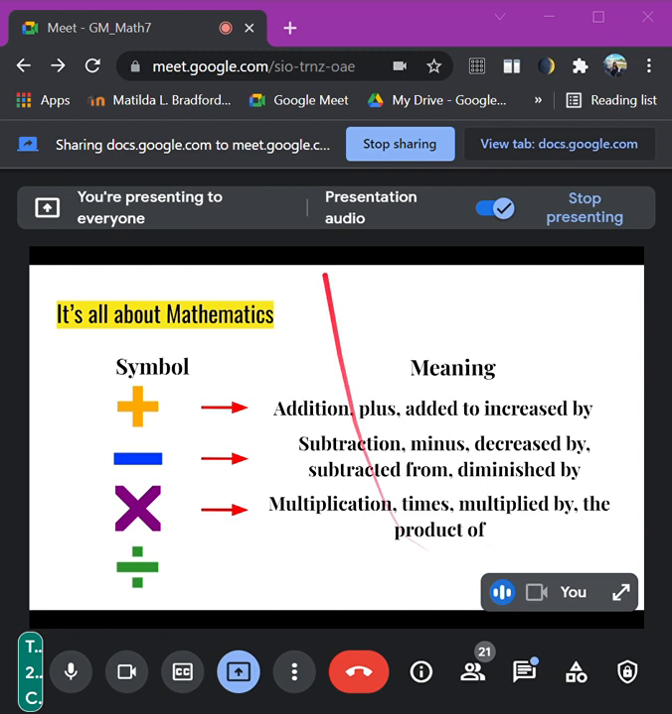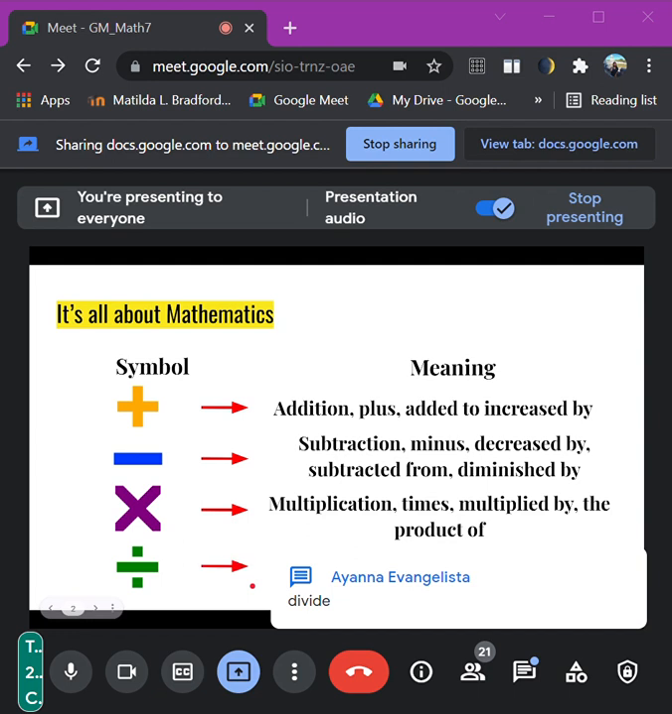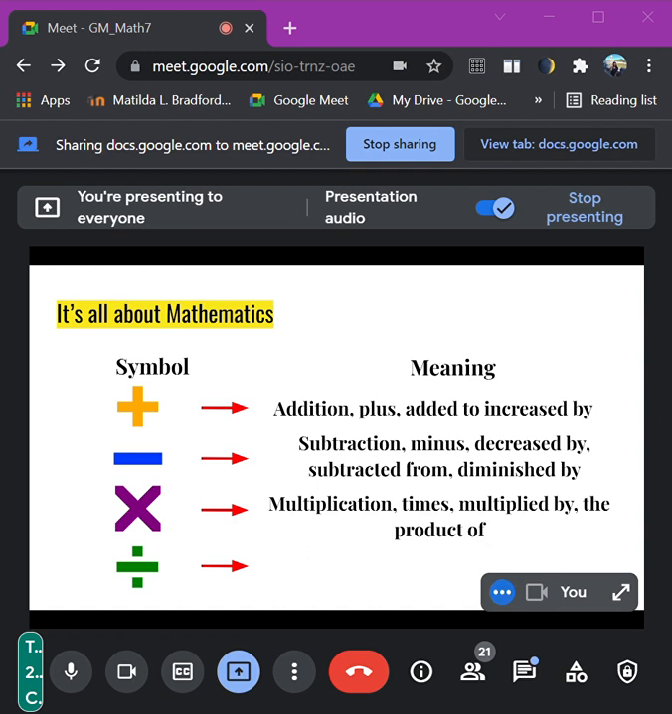Now, the last one, we have the last symbol, which is this. What is this? Division. Okay, we have the division. So what are the other words that we can use for division? We have divide, quotient. Okay, very good. So we have division, divided by, and then the quotient of. So you have to know this simple meaning that we presented here so that you will know how we are going to transform words into symbols. Okay, so any questions about this symbol and meaning, class?